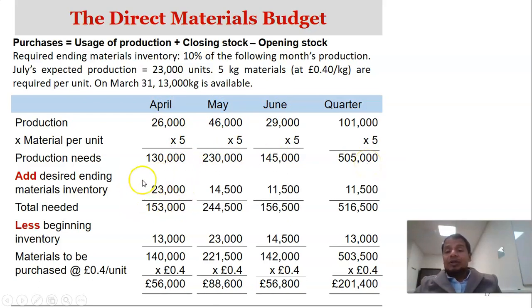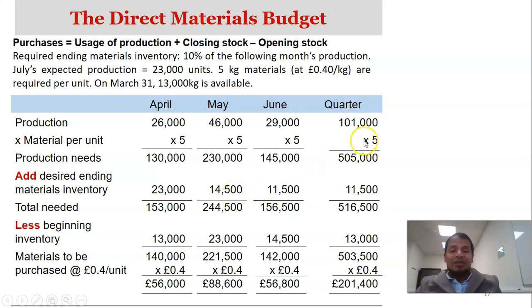And then find out how much ending inventory we want to maintain. As the question says, 10% of the following month's production needs. So in April, ending inventory would be 10% of the raw materials needed for production in the following month. Okay, so the following month's raw material requirements for production is 230,000 times 10%. So that is 23,000. And the same thing here, 145,000 times 10% is 14,500.